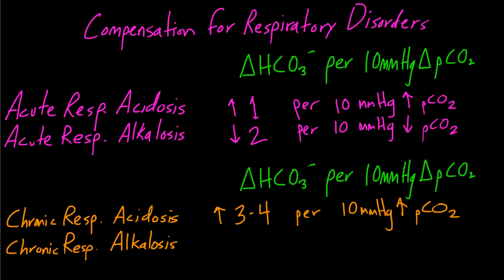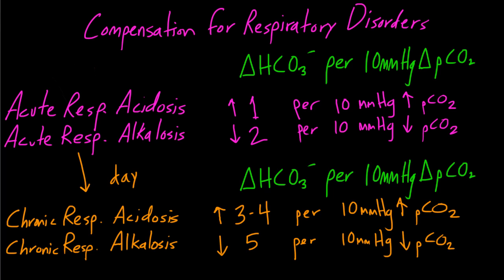So for a chronic respiratory alkalosis, we will see a decrease in the serum bicarbonate by about 5 milliequivalents for every 10 millimeters of mercury decrease in the PCO2. And like I said, this is due to a renal compensation. In this process, to go from acute to chronic, we're talking about really, days.